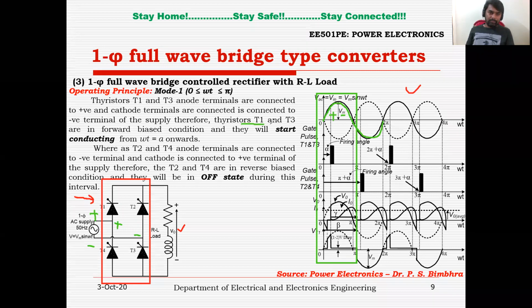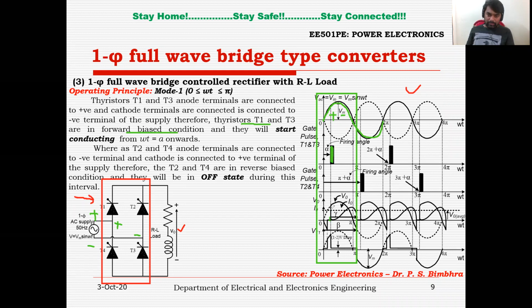That you can see here, they are in forward biased condition. Now you can trigger them at any instant of time from omega t equal to 0 to omega t equal to pi, because they are in forward bias condition during that interval. I have given pulses to T1 and T3 at the same time at omega t equal to alpha.